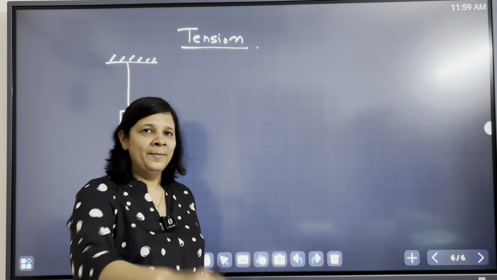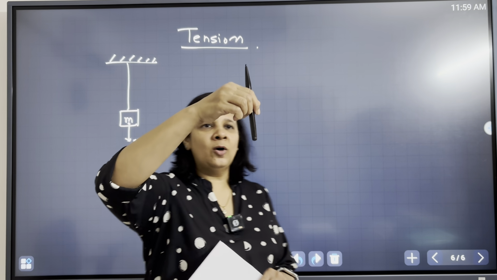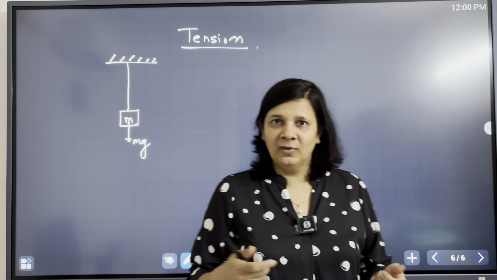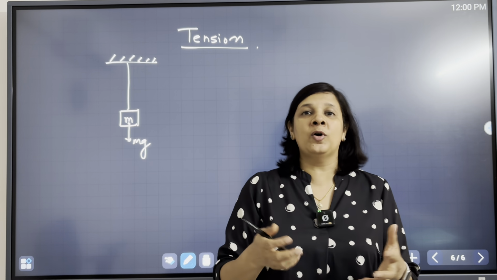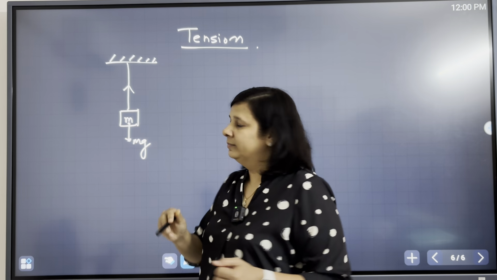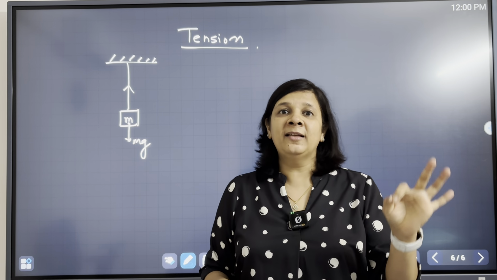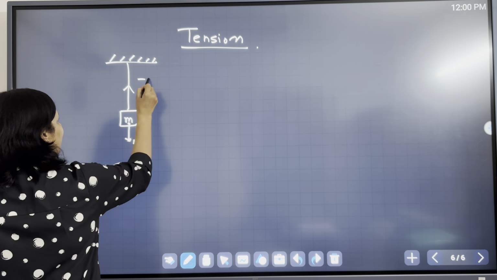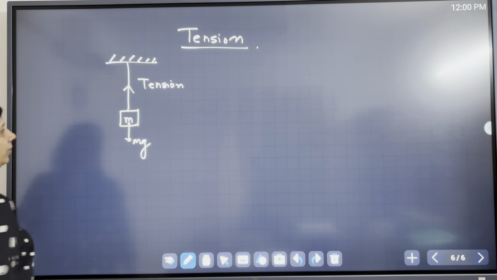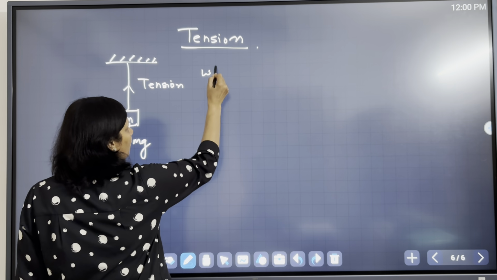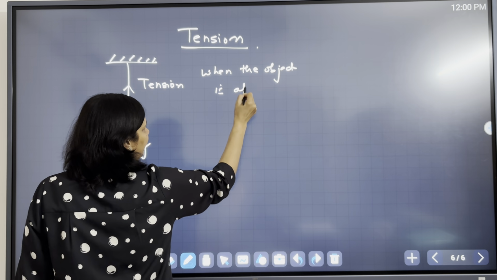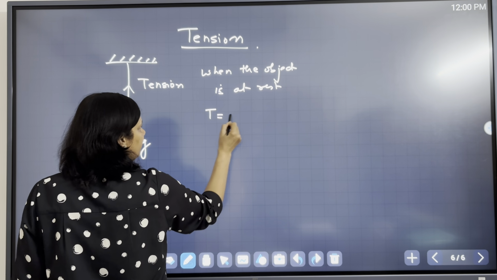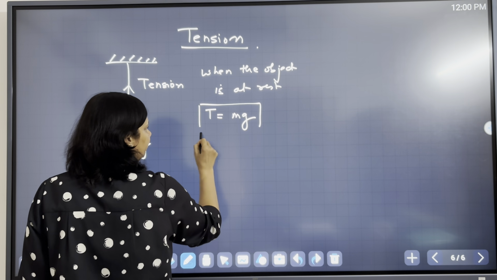So, obviously, the string which is holding the object is exerting some force on the mass. And what will be the direction? Obviously, the direction has to be equal and opposite. So, the string is pulling the object up. The force which is there in the string is called tension. And in this particular case, when the object is at rest, this tension balances the gravitational force.